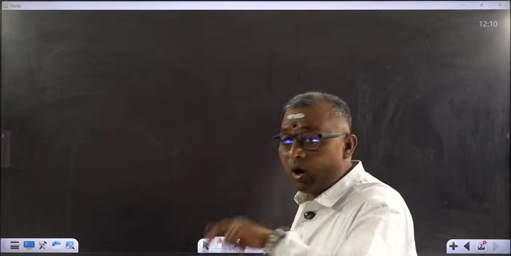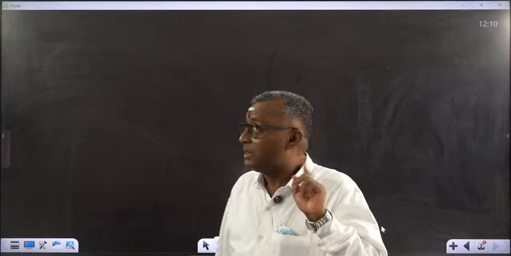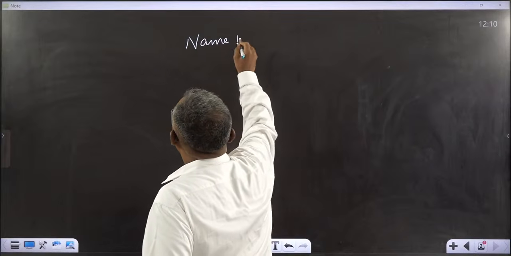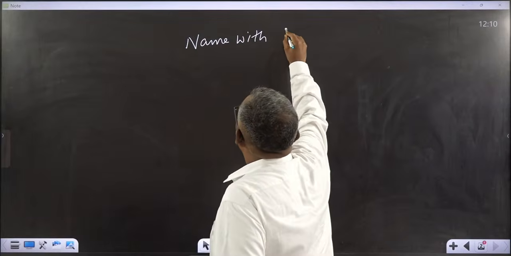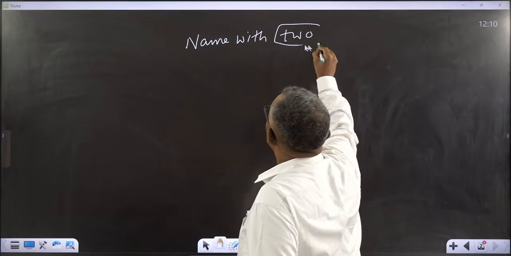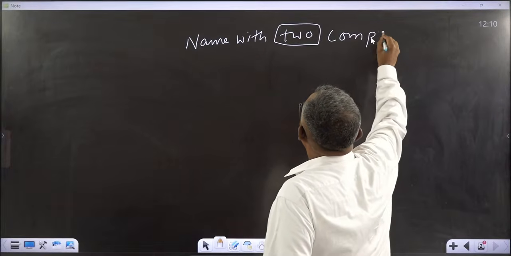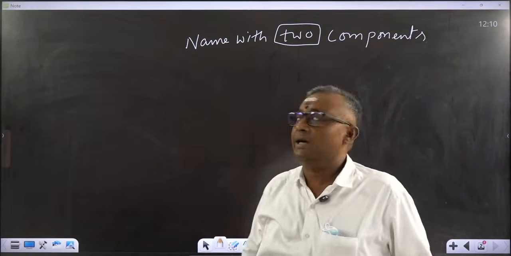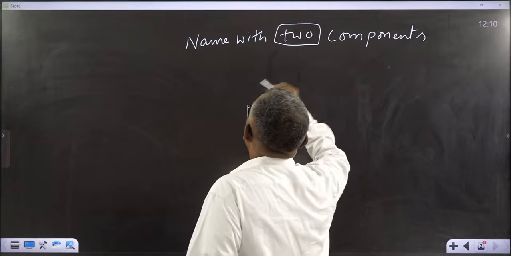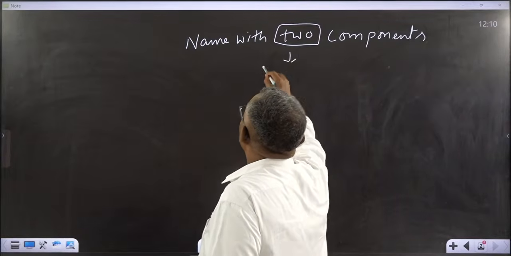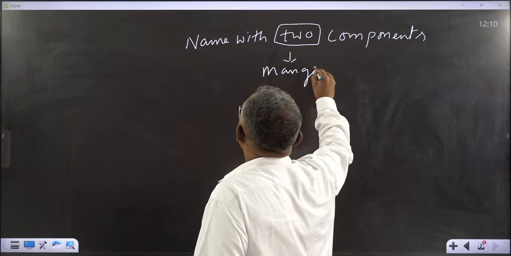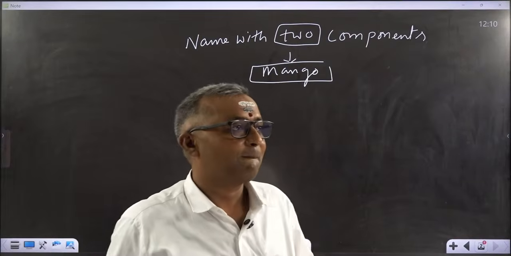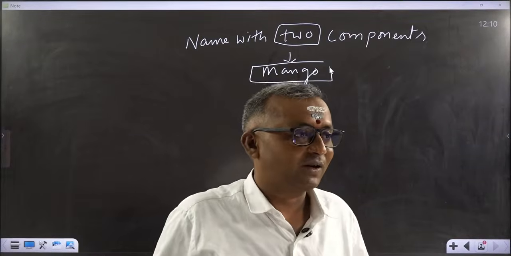Understood? And binomial system, as I said, here every organism will have a name with how many components? Two components. Let us take an example to understand more about these two components. Let us take an example of mango plant. What is the scientific name of mango plant?